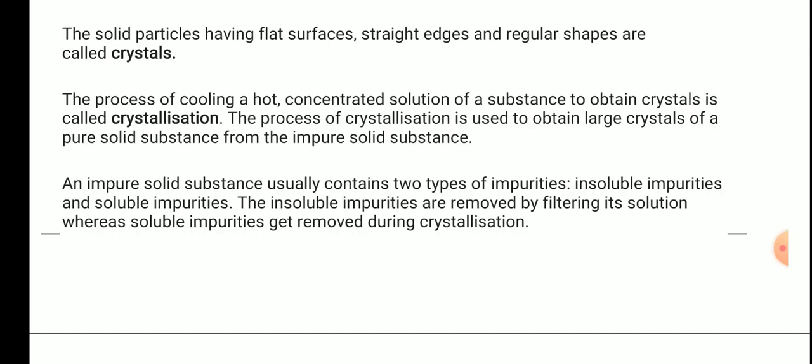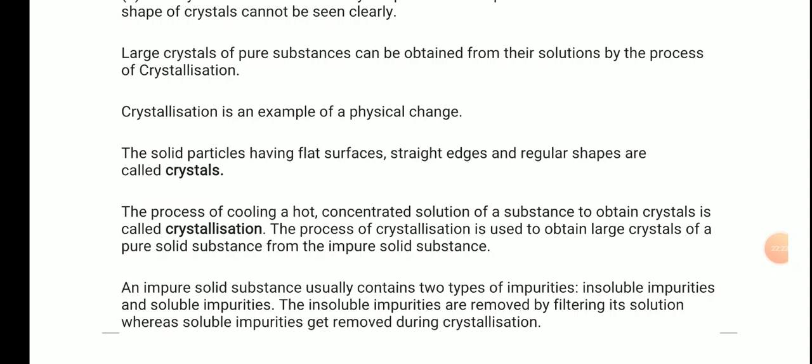An impure solid substance usually contains 2 types of impurities: insoluble impurities and soluble impurities. The insoluble impurities are removed by filtering its solution, whereas soluble impurities get removed during crystallization. Insoluble is easy, by filtration. If you filter the solution, the insoluble impurities are removed, whereas the soluble impurities are removed by crystallization.